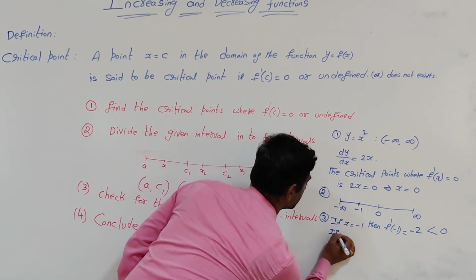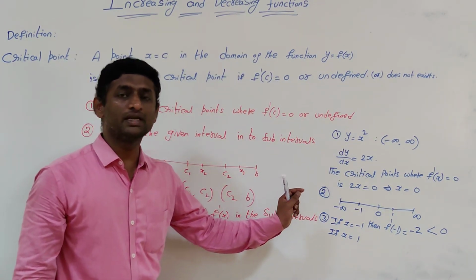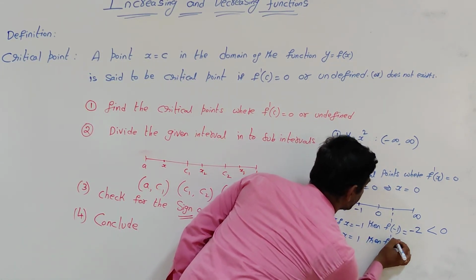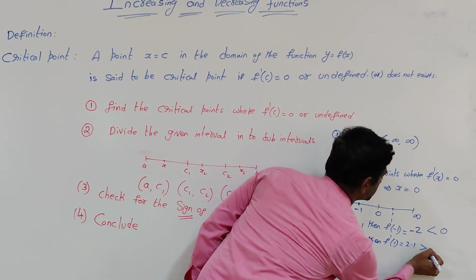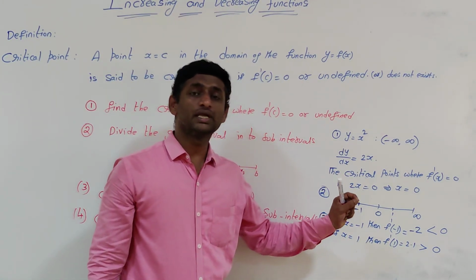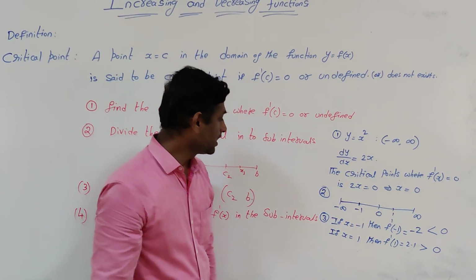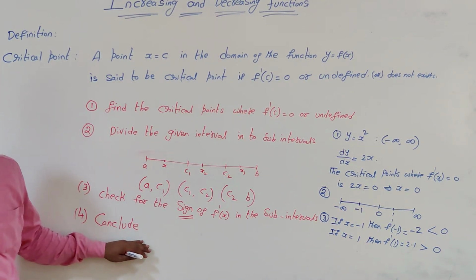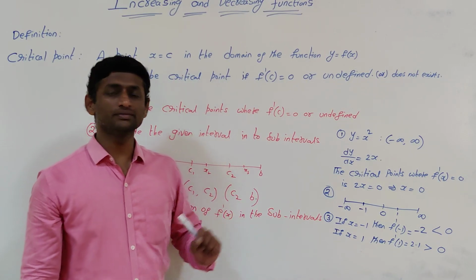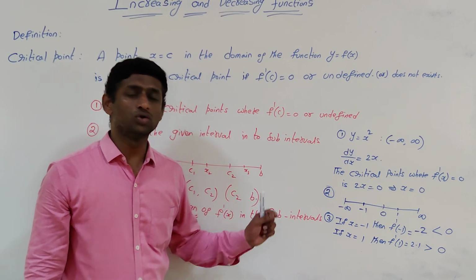Next, if x is equal to 1, because I choose 1 in the open interval 0 to infinity, then f dash of 1 will be 2 into 1, which is positive, that is greater than 0. So the function is strictly increasing in 0 to infinity. Now what is the conclusion? The conclusion is that the graph y is equal to x square is strictly decreasing in -infinity to 0 and strictly increasing in 0 to infinity.